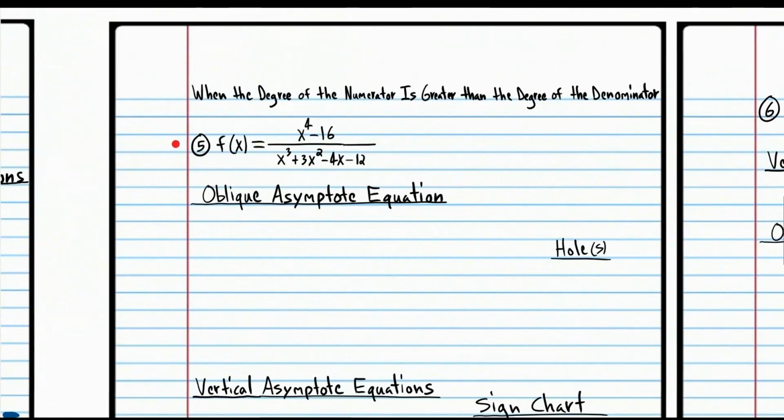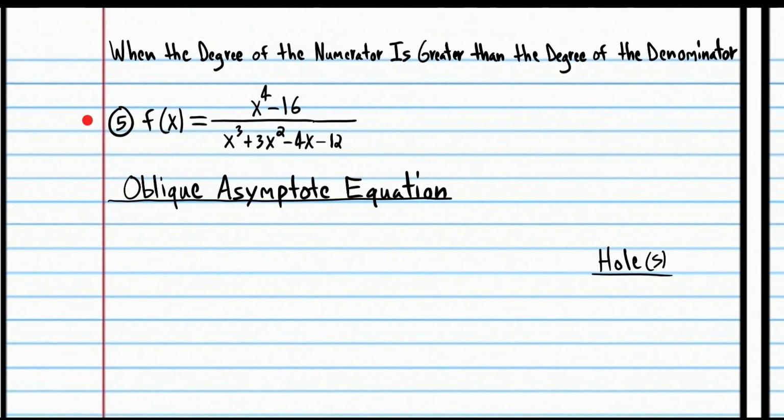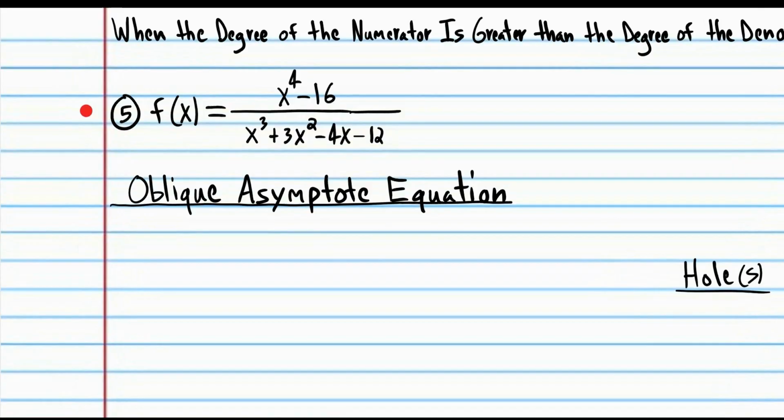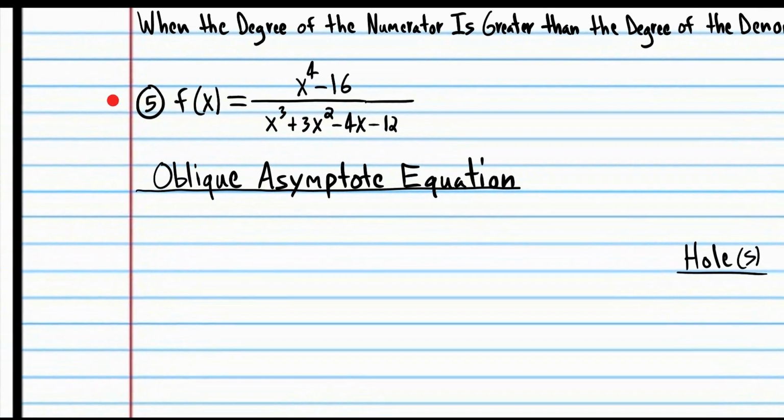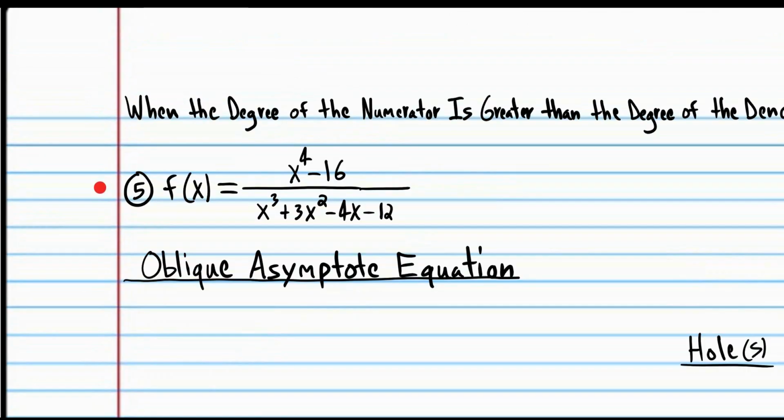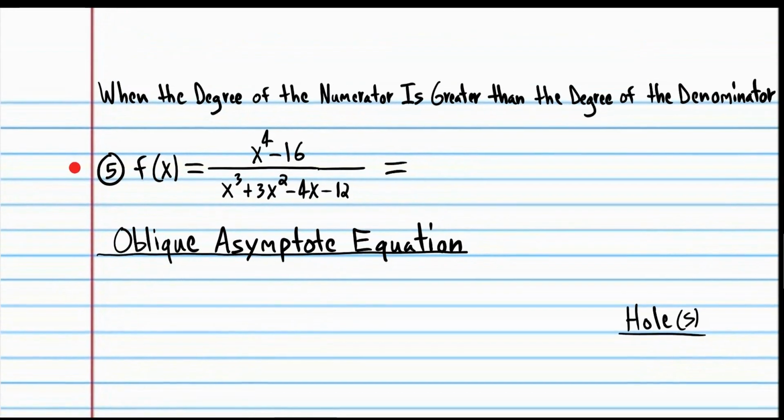Okay, so now we're moving on to problems where the degree of the numerator is greater than the degree of the denominator. And in this case, we're going to have oblique asymptotes, asymptotes that are actually slanted or diagonal. So the first thing we need to do is factor, because we may have some holes that we have to consider.